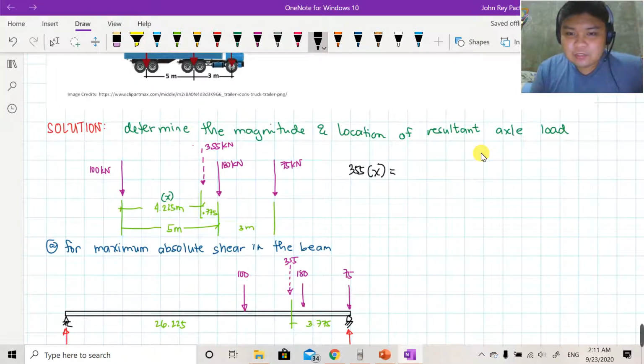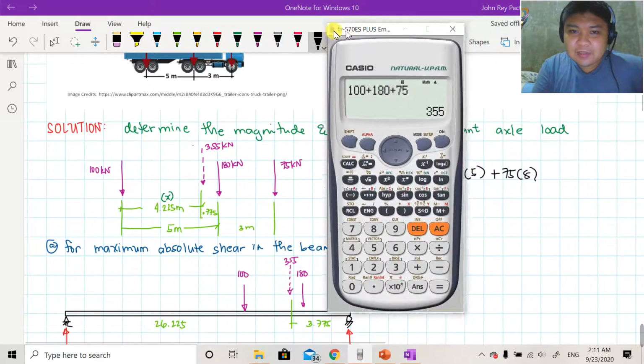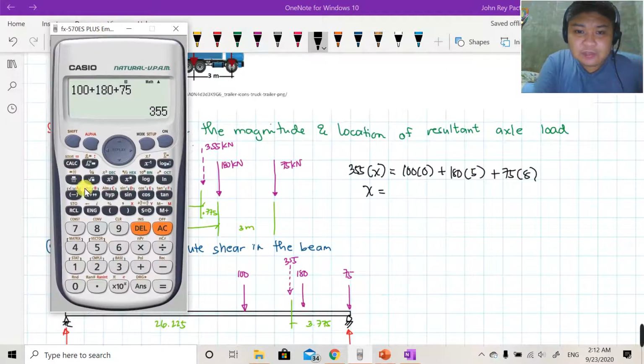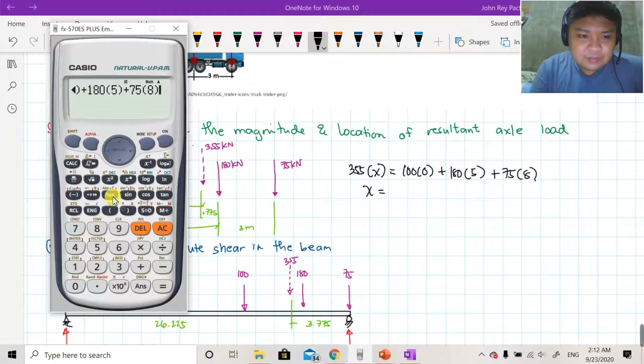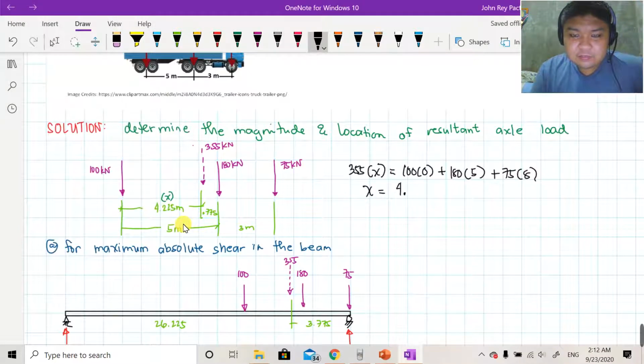So halimbawa, yun magiging 100 times 0 plus 180 times 5 plus 75 times 8. So therefore, mahanap niyo yung value ng x, which is dapat expected to be 4.225 nga class. So di ba? 355x is equal to 100 times 0 plus 180 times 5 plus 75 times 8. Ang sagot natin is 4.225 nga. So ito na class yung sagot natin.